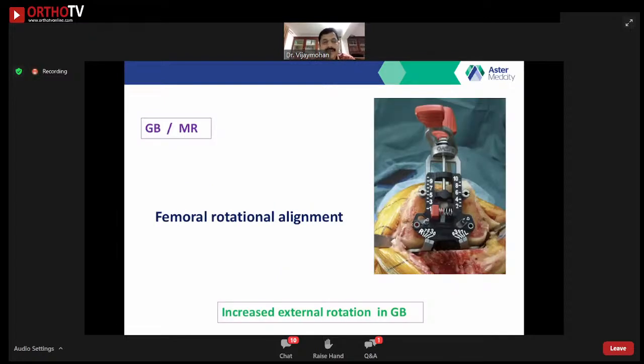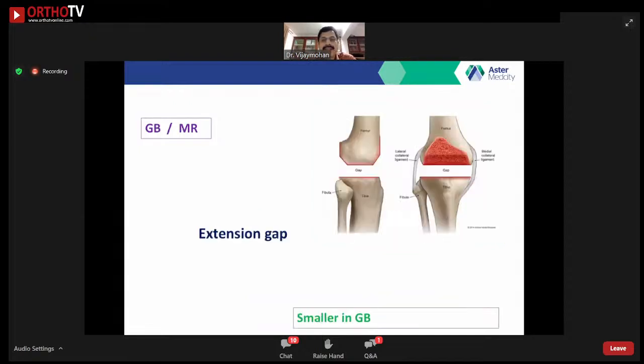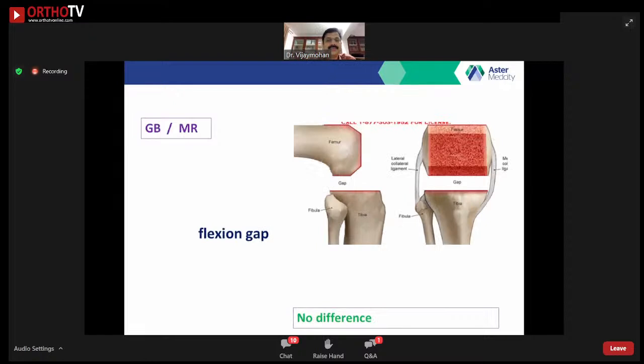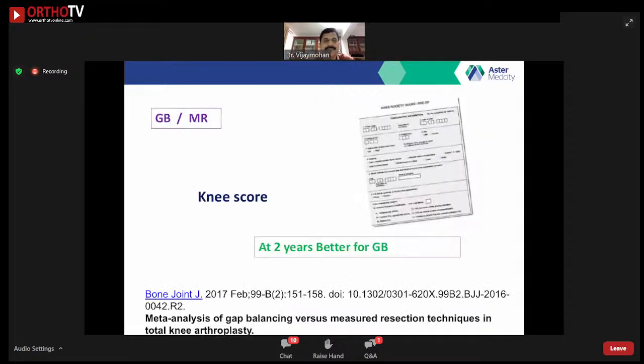And for femoral rotation alignment, there is a tendency to go for increased external rotation in gap balancing than in measured resection. And of course, for the joint line, there is always a problem of an elevated joint line in gap balancing. The extension gap is the one thing which seems to be the same, whether you do gap balancing or measured resection, ultimately you end up the same. And the flexion gap also, there's no difference. And the liftoff, there is no difference in gap balancing or measured resection. It basically depends on your soft tissue releases.